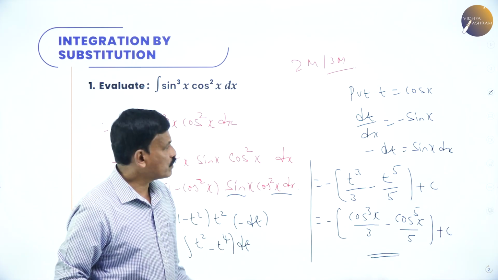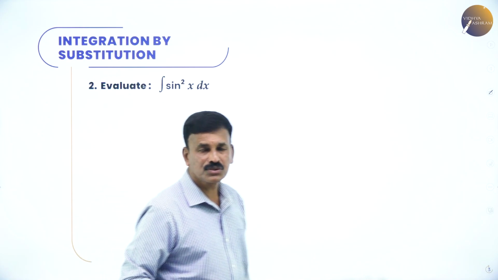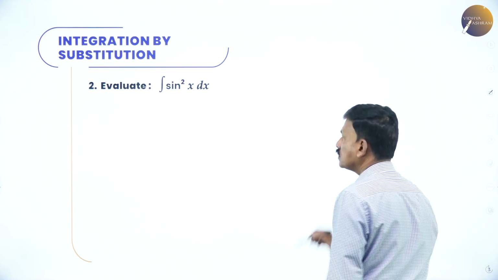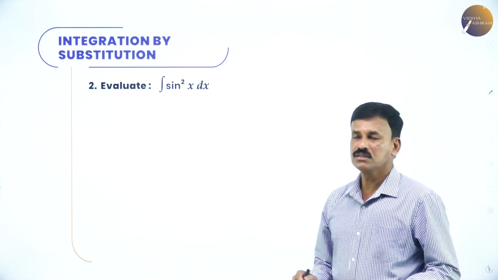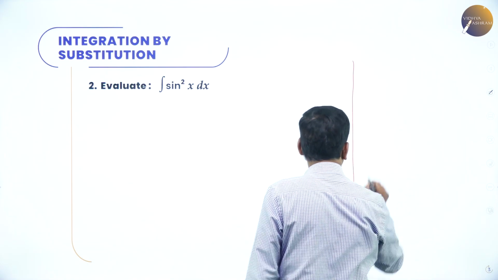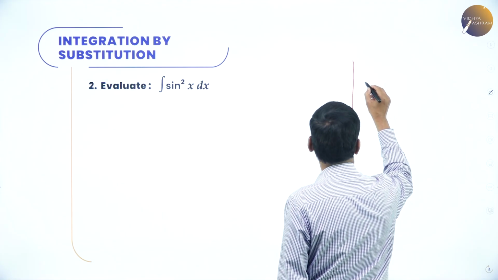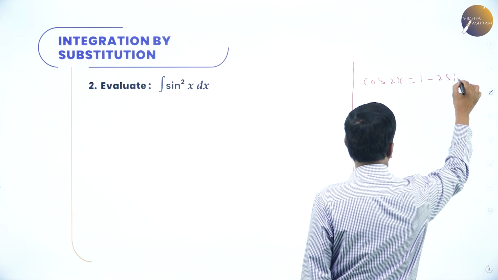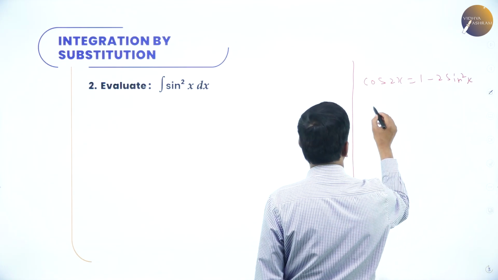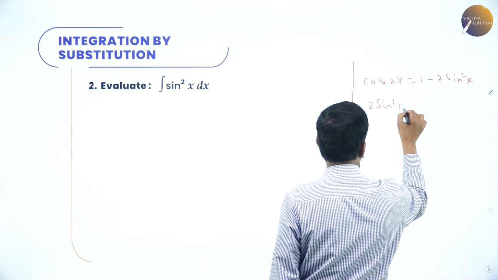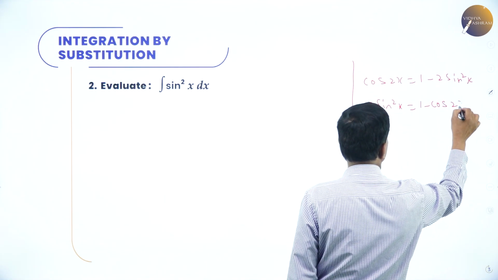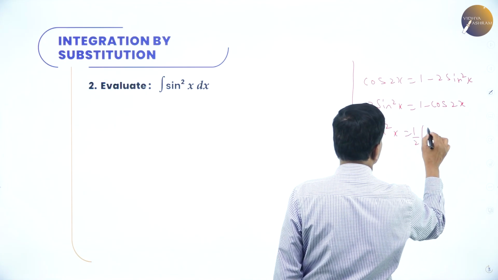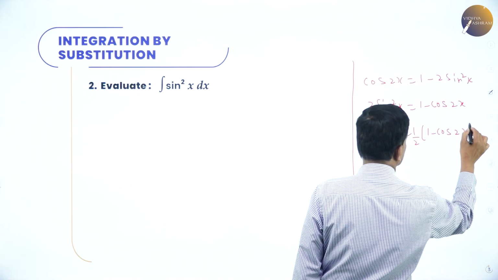Okay. Now move on to the next problem. This is very important. There are so many problems like sine square x, cos square x, sine square x into cos square x. Now let us make use of the formulas like this. Now we have studied sine 2x, cos 2x. Cos 2x can be written as 1 minus 2 sine square x. So if you interchange this, 2 sine square x is equal to 1 minus cos 2x. So sine square x is equal to half into 1 minus cos 2x.